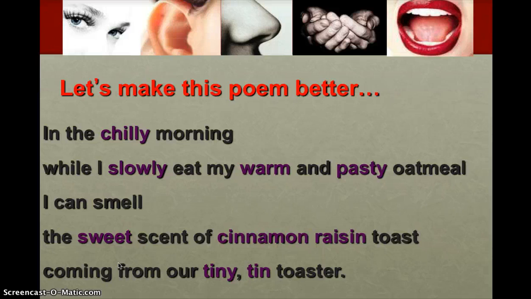So by simply adding in sensory words, what something sounds like, smells like, feels like, tastes like, it really does add to the poem. It creates a more vivid picture, that you can kind of smell that cinnamon raisin toast. And when you eat oatmeal, it does have that pasty kind of consistency to it. So by adding these sensory words into our text or into our stories, it really adds an element of imagery, which adds far more interest in your writing.